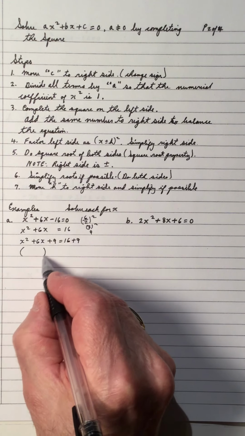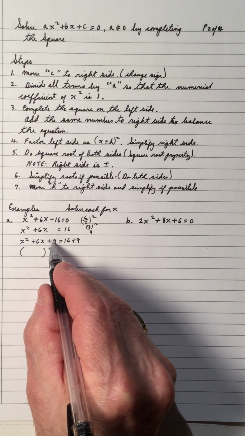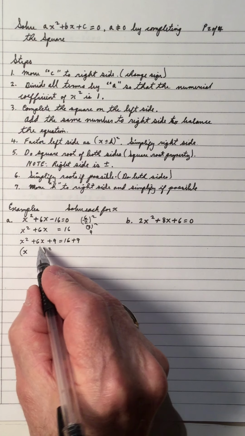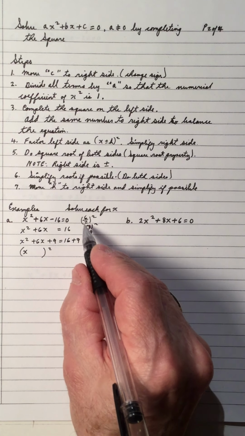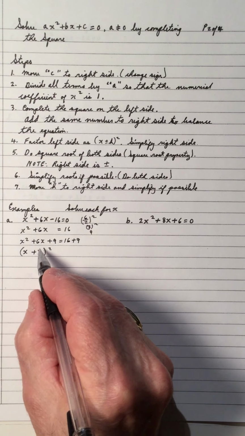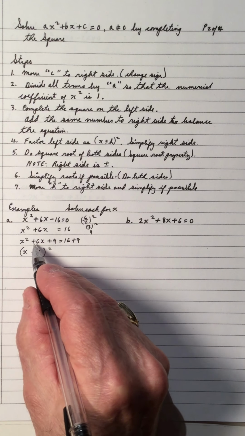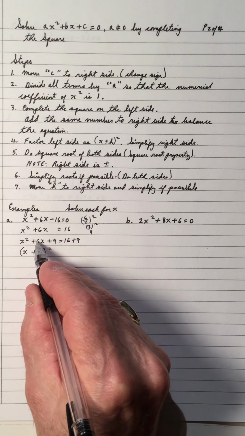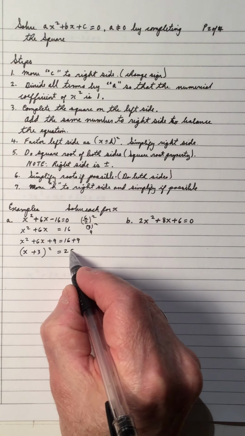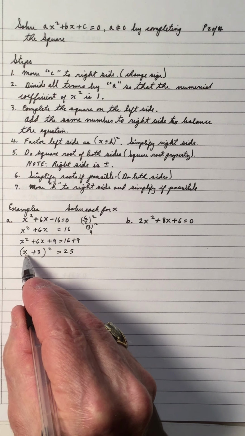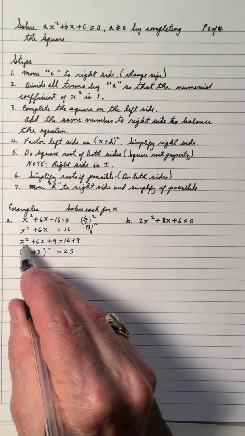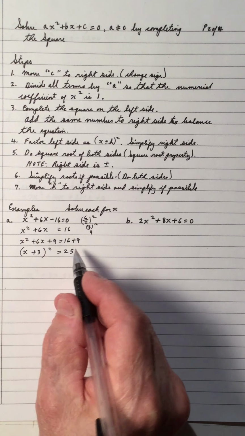Now we'll factor this. This is a perfect square trinomial. So x squared is an x, and a half of 6 is 3. So this is a plus 3, because this number is a half of b, that's b divided by 2. And the right side gives me a 25. So x plus 3 all squared is the factorization of x squared plus 6x plus 9.